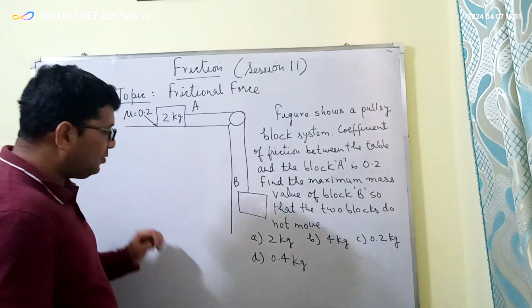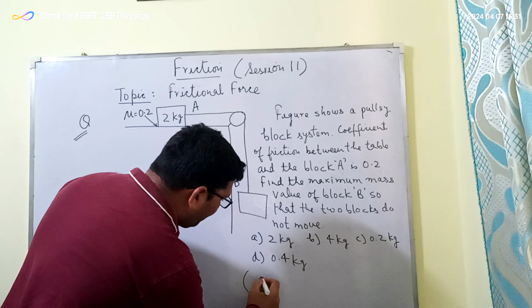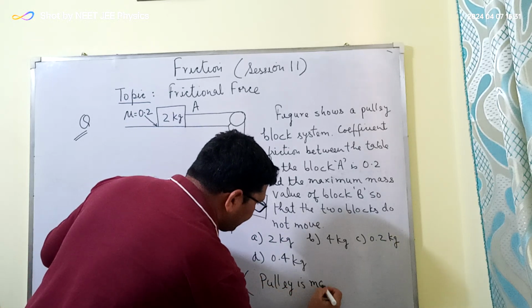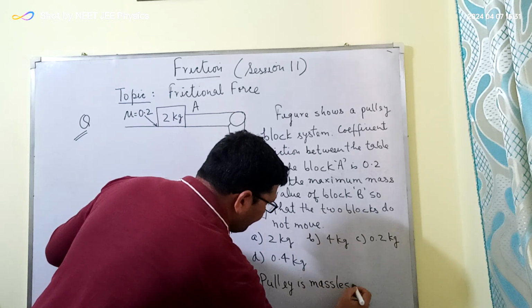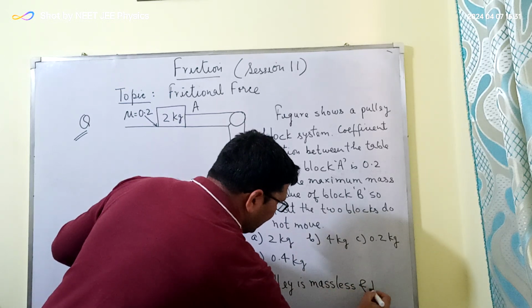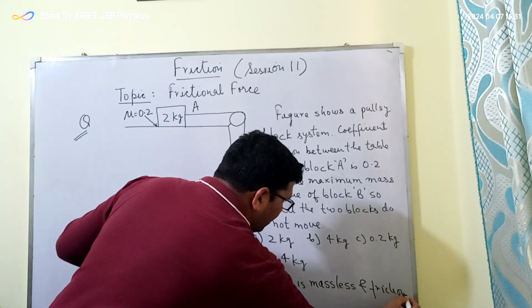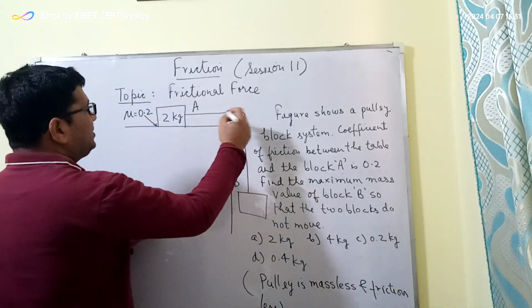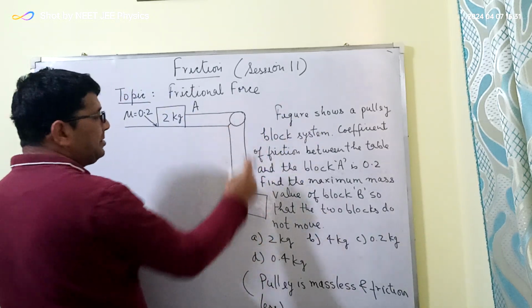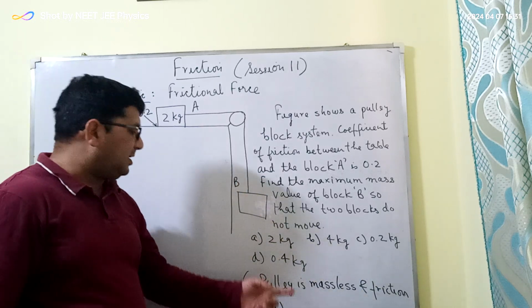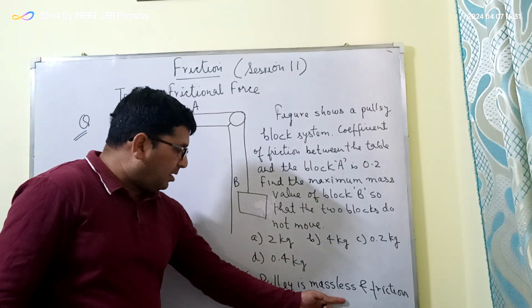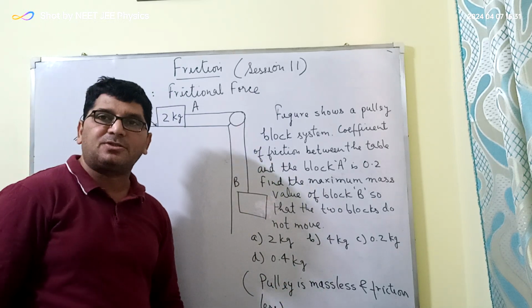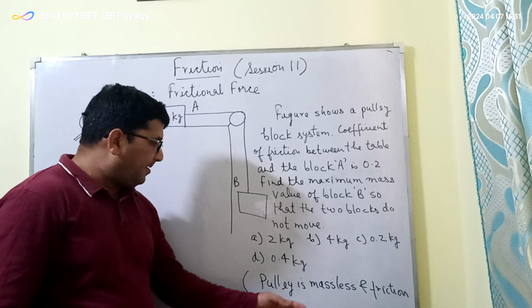I have not written those conditions here right now, but the pulley is massless and frictionless. And this string is also considered to be massless and inextensible. Massless means that the mass of this pulley and this string is almost negligible.